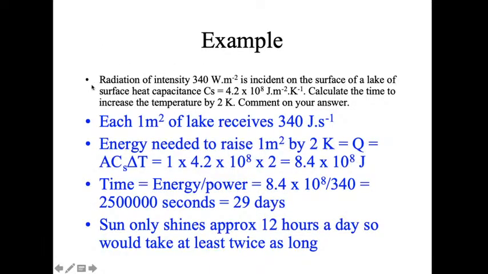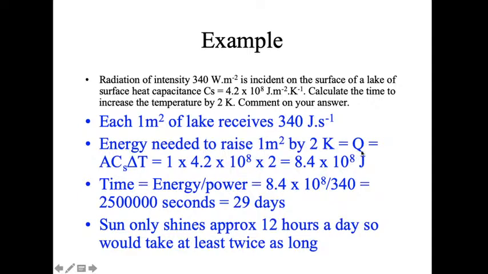So this is the last example, I promise. We have a radiation intensity of 340 watts per meter squared incident on the surface of a lake of surface heat capacitance, CS, 4.2 times 10 to the 8 joules per meter squared per Kelvin. Calculate the time to increase the temperature by 2 degrees Celsius. So every meter squared of the lake receives 340 joules per second. That's what this means.